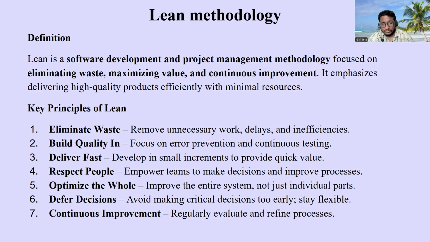Optimize the flow, improve the entire system, not just the individual parts. It's nothing but not just user stories, but you have to build the entire functionality, the entire feature. And next, defer decisions. Avoid making critical decisions too early. Stay flexible. So you have to make decisions while planning only, in that 10 to 16 hours of planning before the start of a PI, or program increment. Next is continuous improvement. Regularly evaluate and refine processes.